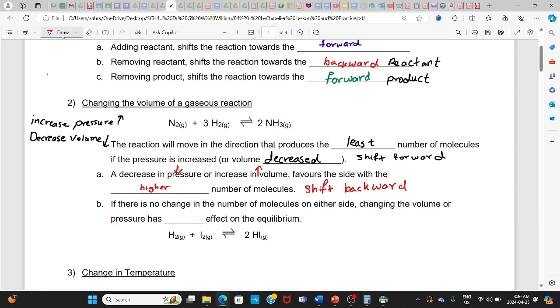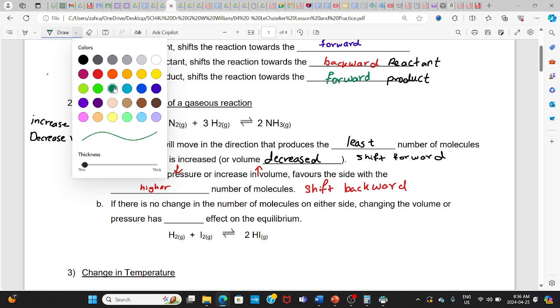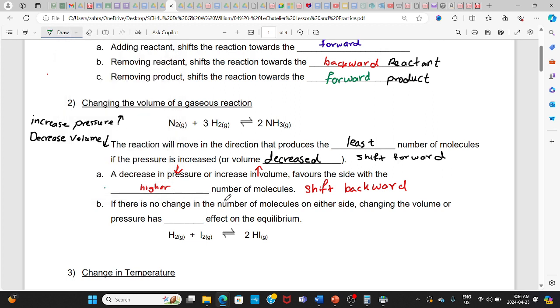Okay, next one. If there is no change in the number of molecules on either side, look at this. H2 reacting with I2 gives you 2 HI. How many molecules do you have on the left side? On the right side? So there is no preference, right? If you have no change in the number of molecules on either side, two on both sides, and you change the volume or pressure, what do you think the effect should be? No effect. Very good. Any question before I move on?